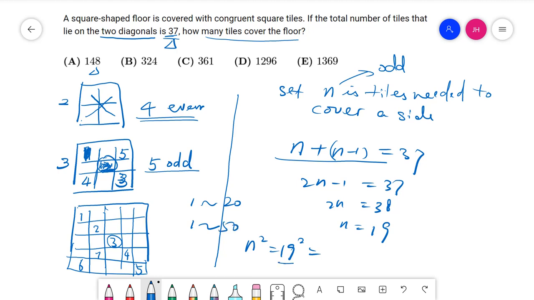Then you will know this number, that is C, right? But just in case you didn't get prepared well enough, by checking the ones digit, you know that only C is possible, because the ones digit of 19 squared got to be 1, because 9 times 9 is 81, right? So C is our choice.